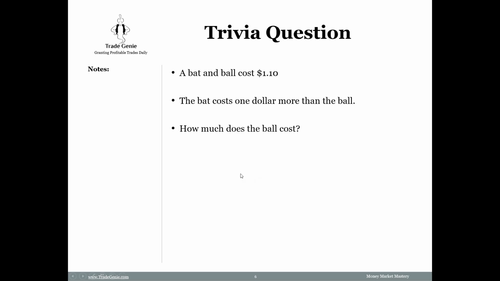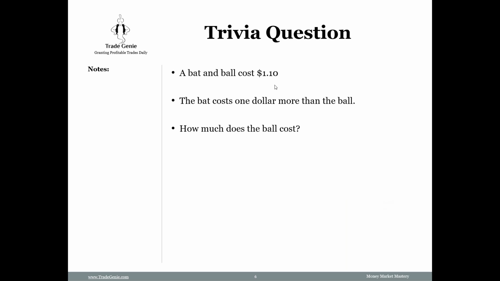Now this is a question I read somewhere and I answered incorrectly. Can you answer this question? A bat and ball cost $10. The bat costs $1 more than the ball. How much does the ball cost? Can you type in the chat box here? You see the chat box? Can you type the answer in the chat box?